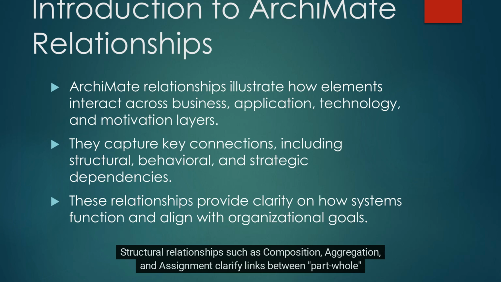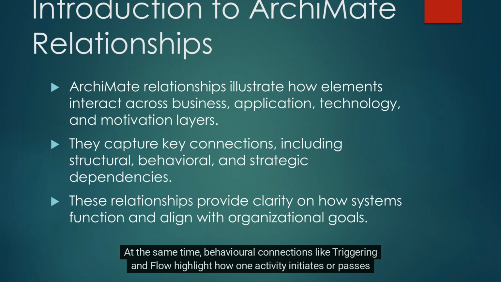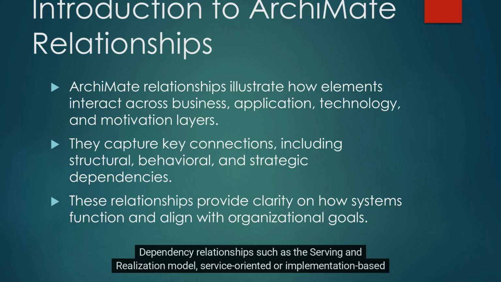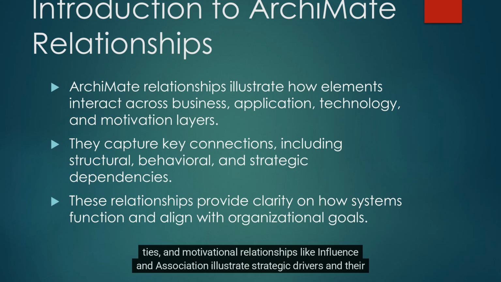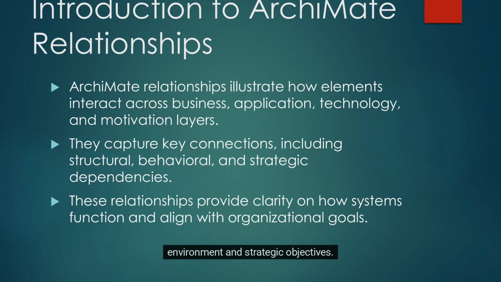Structural relationships such as composition, aggregation, and assignment clarify links between part, whole, and responsibility. At the same time, behavioral connections like triggering and flow highlight how one activity initiates or passes information to another. Dependency relationships such as serving and realization model service-oriented or implementation-based ties, and motivational relationships like influence and association illustrate strategic drivers and their impact. Together, these relationships form a powerful language for conveying the intricacies of an enterprise's operating environment and strategic objectives.